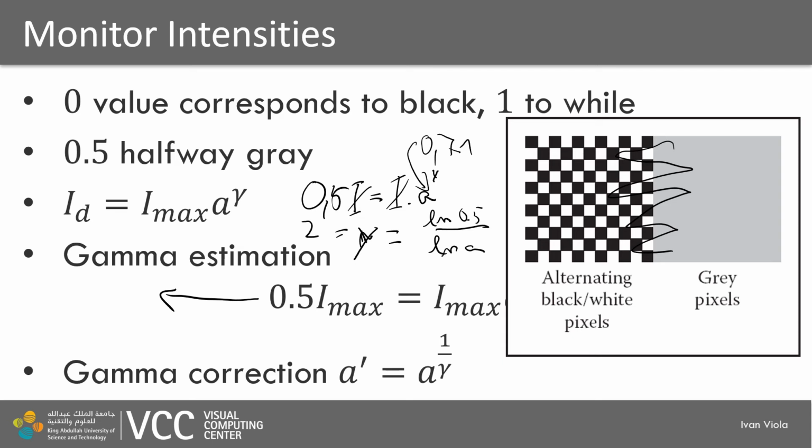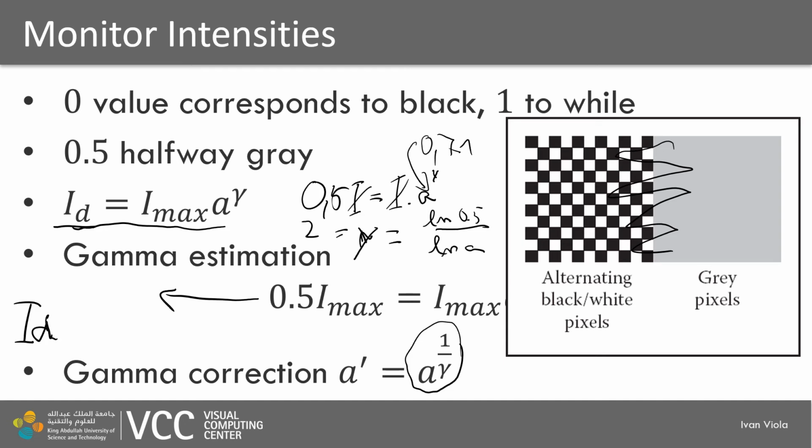This means that instead of using an input value, we will correct it with the term A powered by 1 divided by gamma, so that in our display definition, we will have this corrected term.